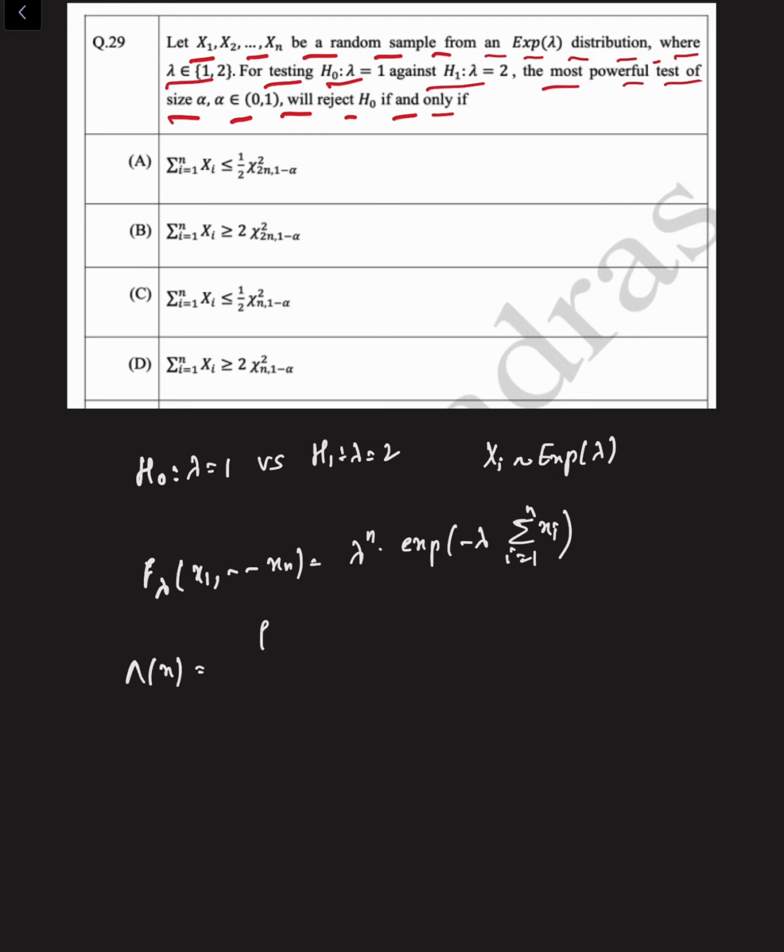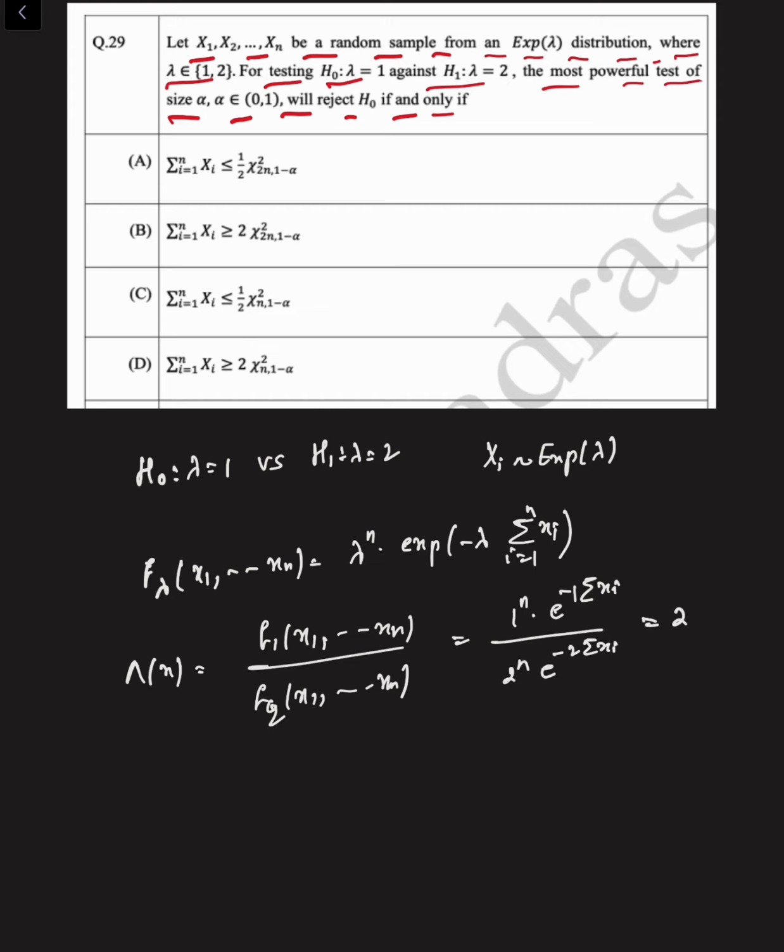and the likelihood ratio is nothing but f1 of X1, X2, ..., Xn divided by f2 of X1, X2, ..., Xn, which is 1 to the power of n e to the power of minus 1 times summation Xi, divided by 2 to the power of n e to the power of minus 2 times summation Xi, which is 2 to the power of minus n into e to the power of summation Xi.